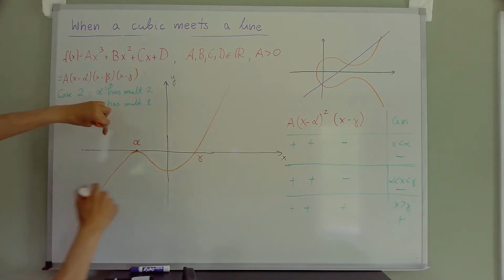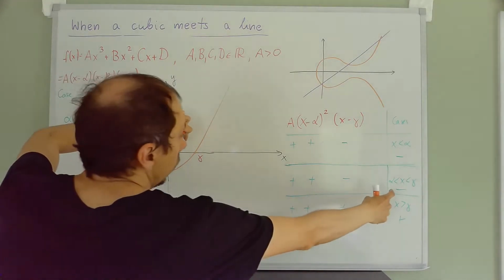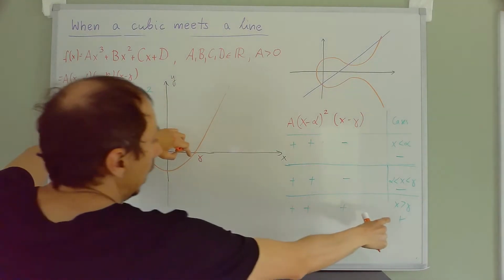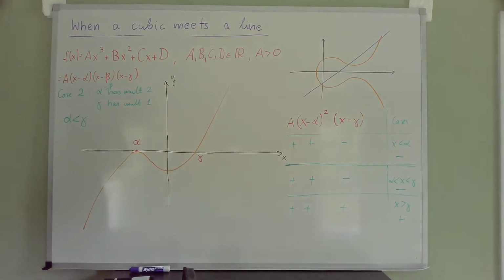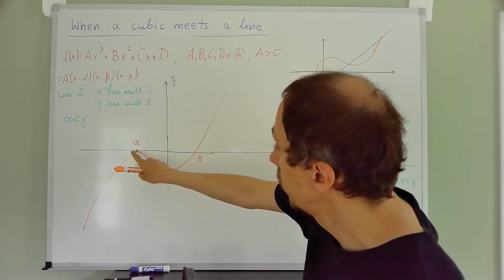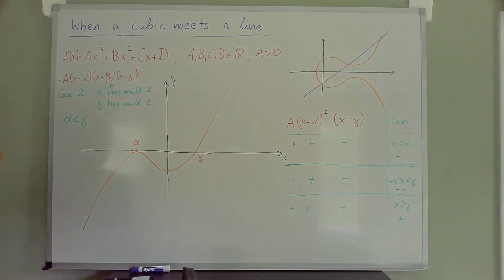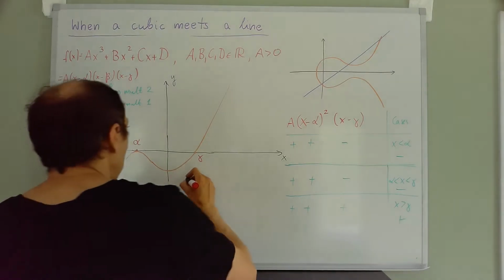To the left of alpha, we're negative, below the x-axis. Between alpha and gamma, we are negative, below the x-axis. And to the right of gamma, we're positive, above the x-axis. So what happens here? Because the graph only touches the x-axis here at the point alpha, the graph has a local maximum here. So f has a local maximum at alpha.